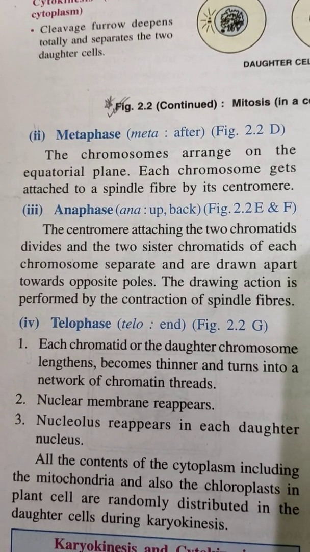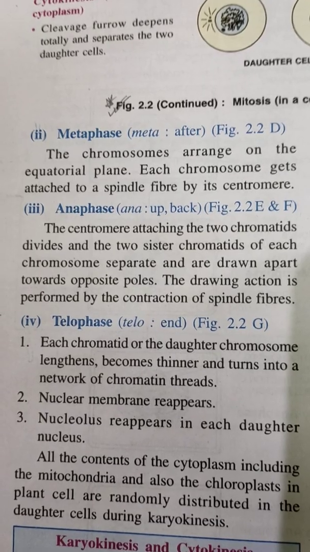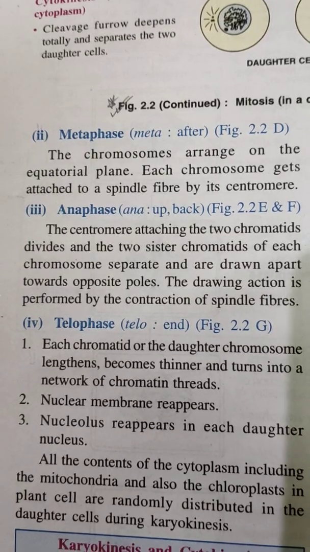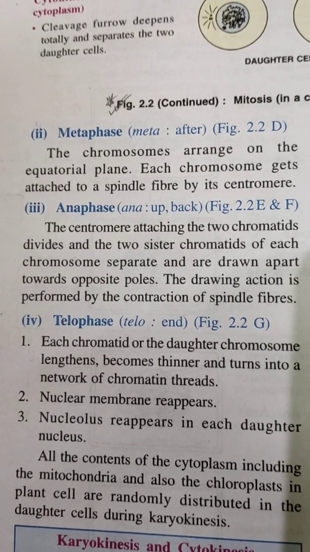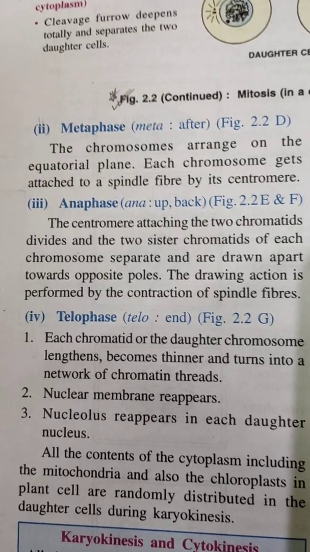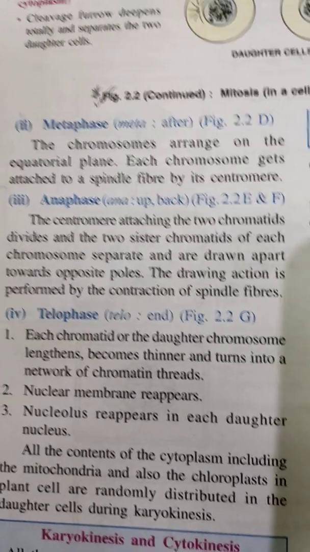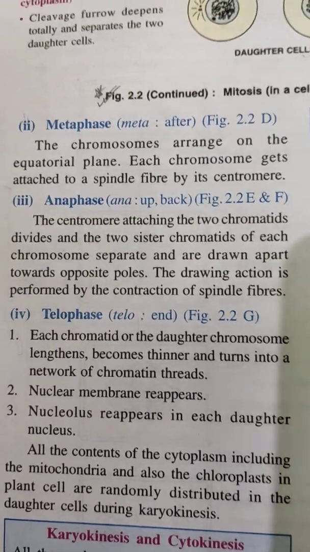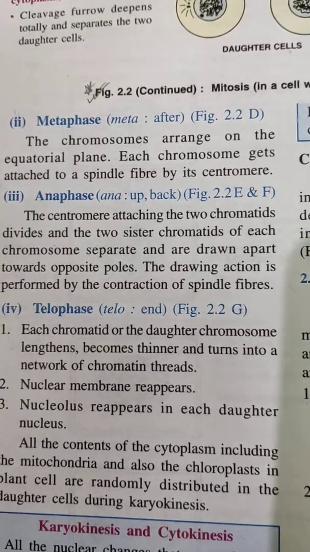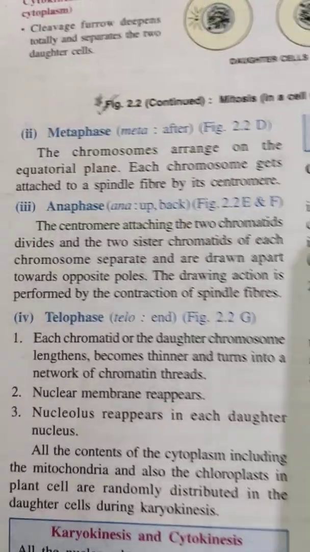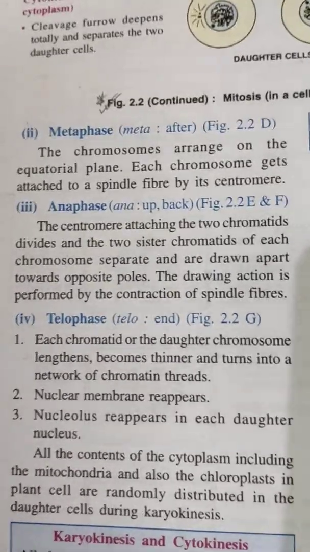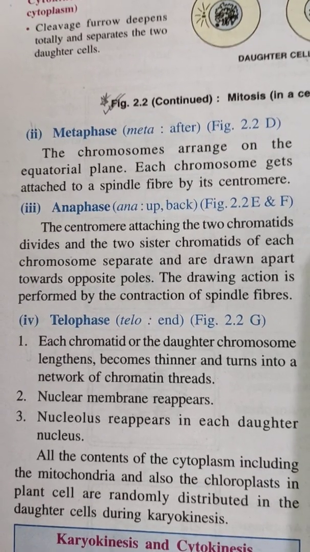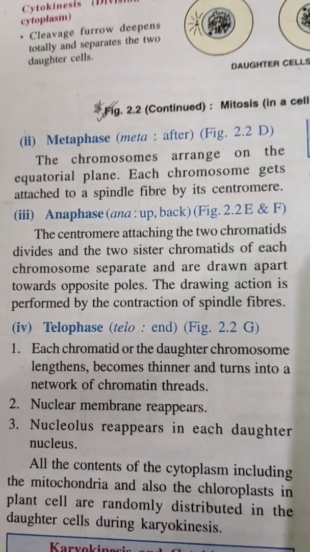And spindle fibers are those structures we have already seen in the prophase, that the chromosomes are clinging to. These are the microtubular structures which are helping the chromosomes to be attached with it. So the main characteristic of metaphase is the chromosomes will arrange themselves along the equatorial plane attached to the spindle fiber by its centromere. Centromere is the part where the sister chromatids are joined to each other. Right. Now we'll see the diagram.